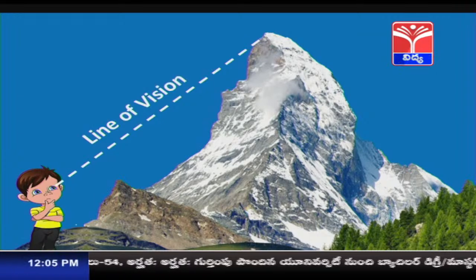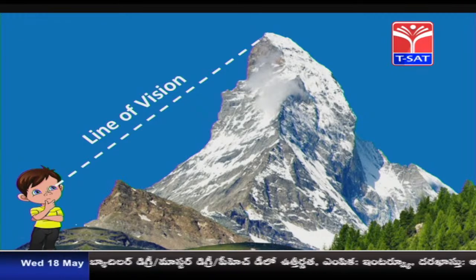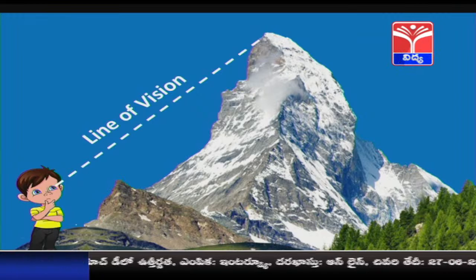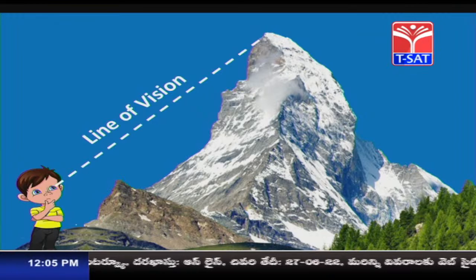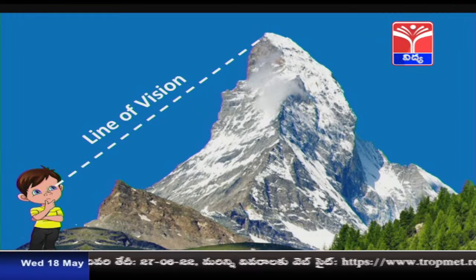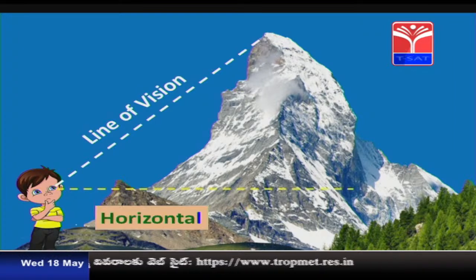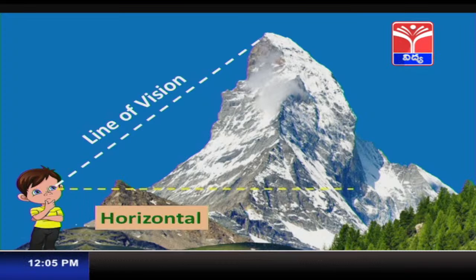What do you call this? It is the line of vision. That means, from where you are observing the top of that particular mountain, you call it the line of vision. Now, in general we have a horizontal line of vision. That means, when a person stands normally, his vision will be straight. So, that is called horizontal.